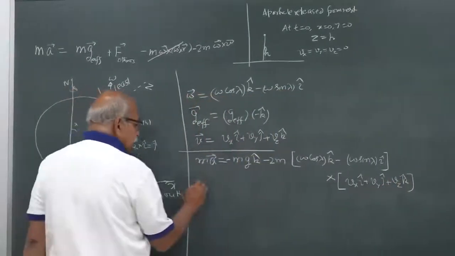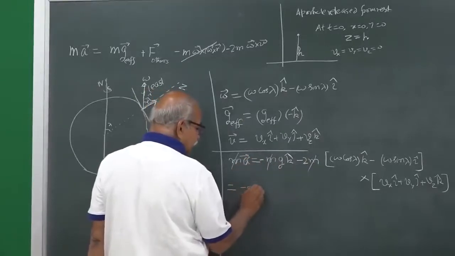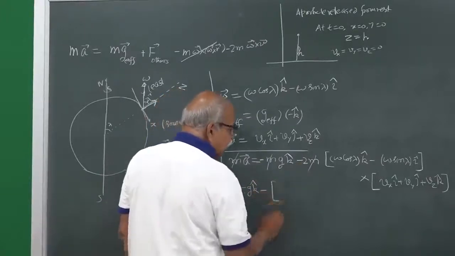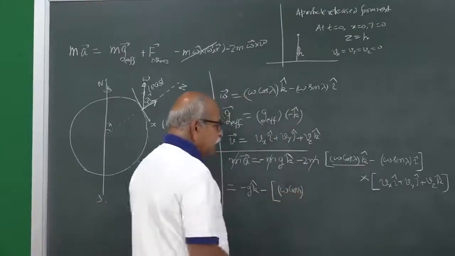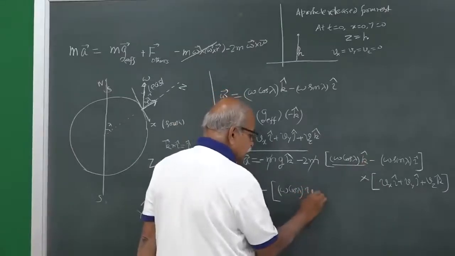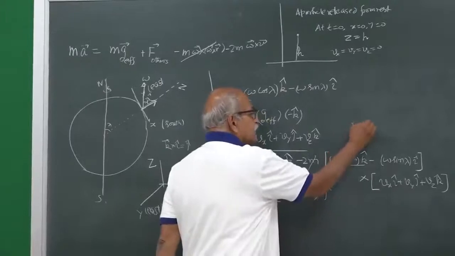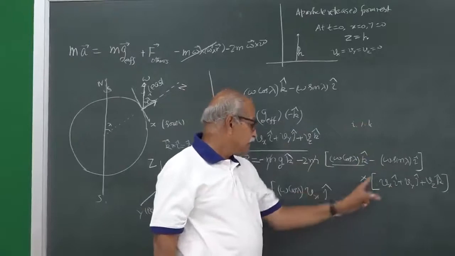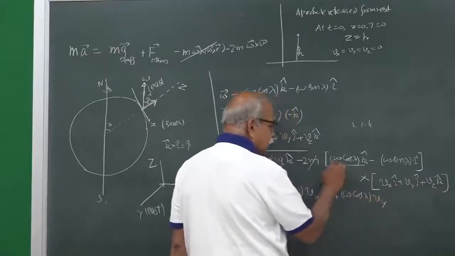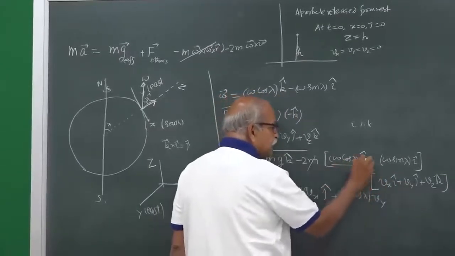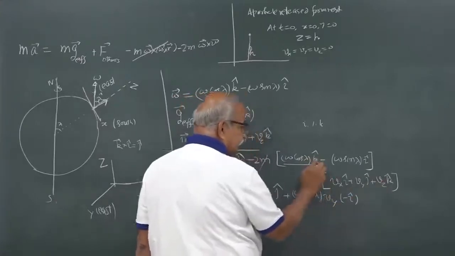Let us do this cross product. The m you can cancel from everywhere. So A is equal to minus g k cap, and then this minus. Now, this cross this. Start from here: omega cos lambda k cap, and here it is Vx. So k cap cross i cap is j cap, since i j k, k cross i is j. Then this term plus omega cos lambda into Vy: k cap cross j cap will be minus i cap. So this is minus i cap here, and then k cap cross k cap is 0.